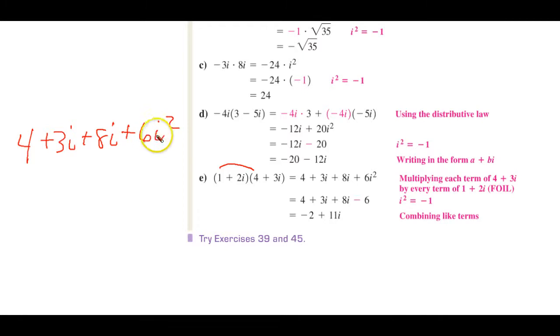But we know that i squared is a negative 1, so this is going to become a negative 6. A negative 6 and a positive 4 give you a negative 2. Adding these together, you get a plus 11i. And it checks. I love it when it checks.